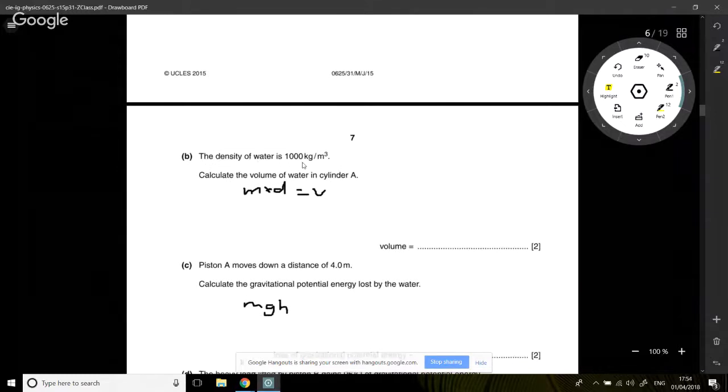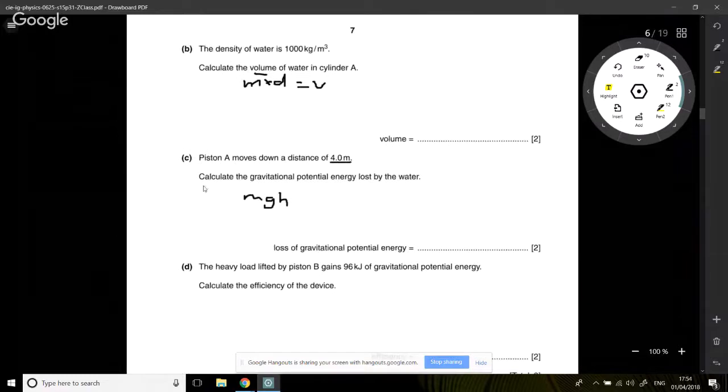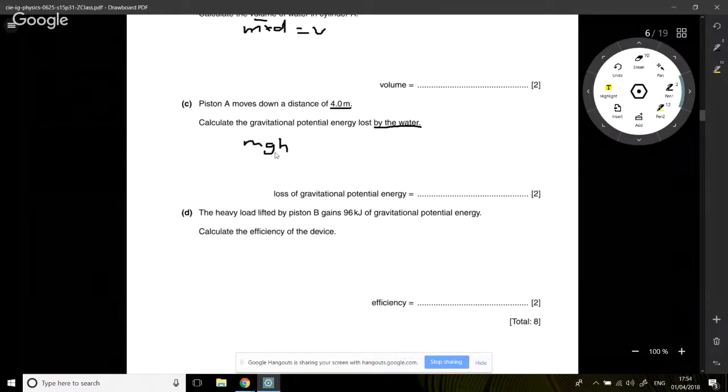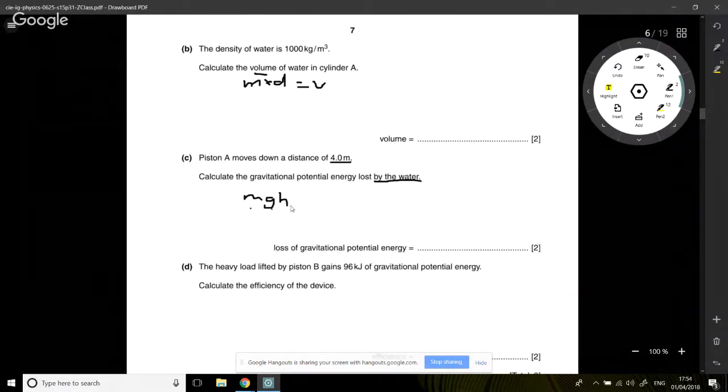Now we've got the water density. We can then say the volume is equal to the mass divided by the density, so we can calculate the volume. Then they go on to ask, the piston moves a set distance, calculate the gravitational potential energy lost by the water, which is just going to be mgh. So we've got the mass, we've got g, we've got the heights, stick those all in.